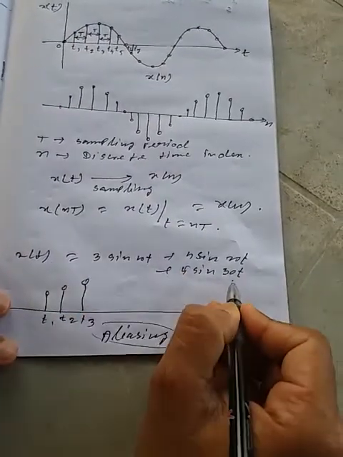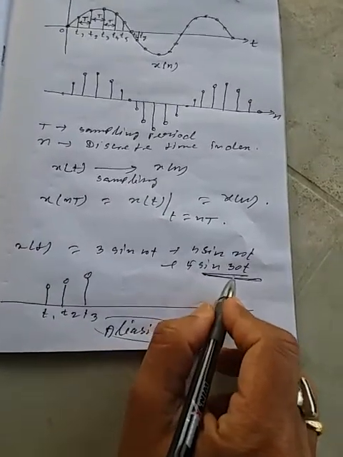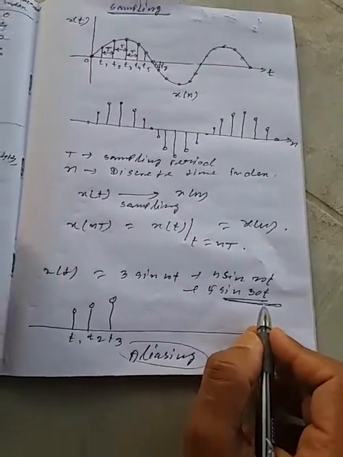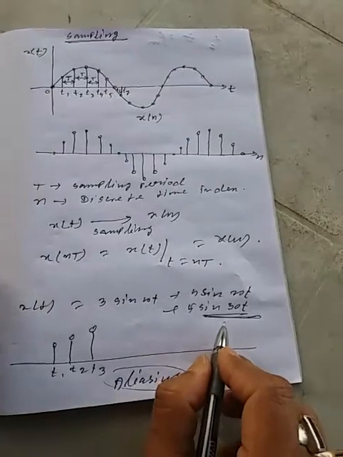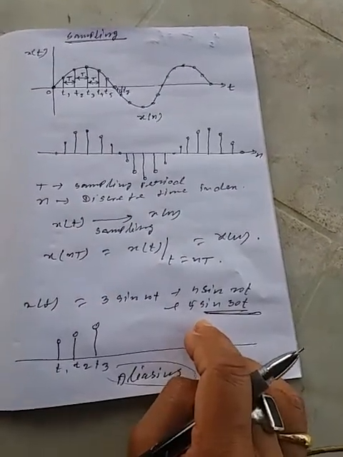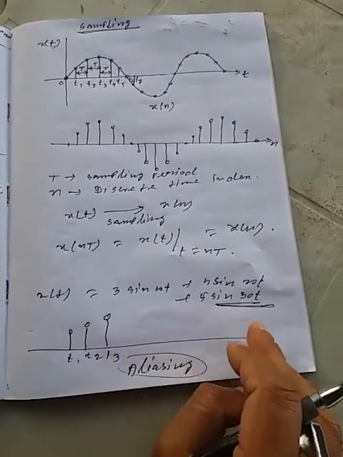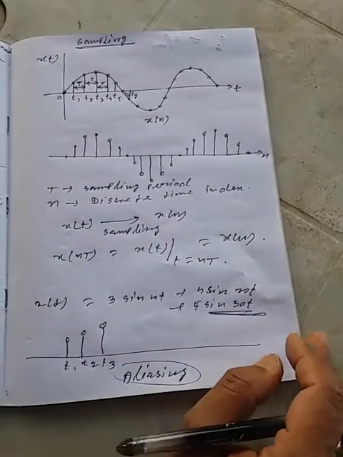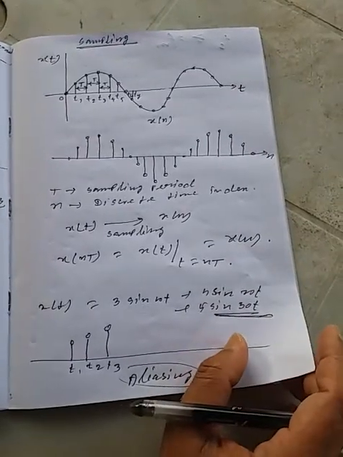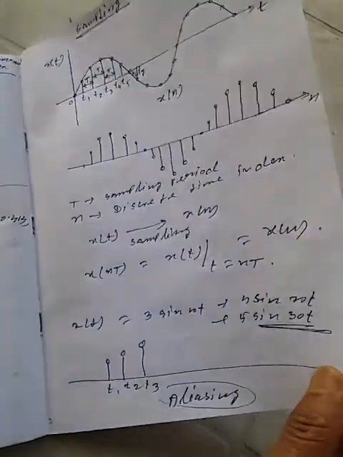See, in this case this component has the maximum frequency. So what is the frequency? That is 30 by 2 pi, so 15 by pi is the frequency of this signal. So this signal must be sampled at a frequency greater than or equal to 30 by pi.